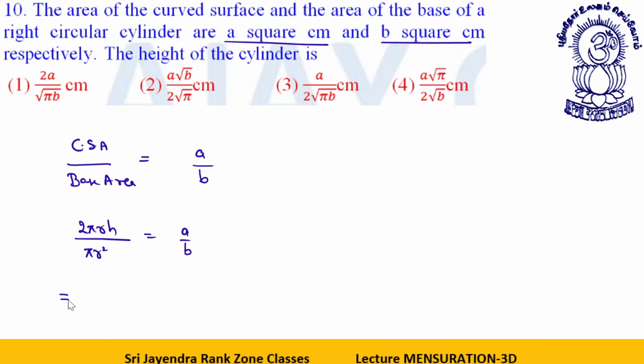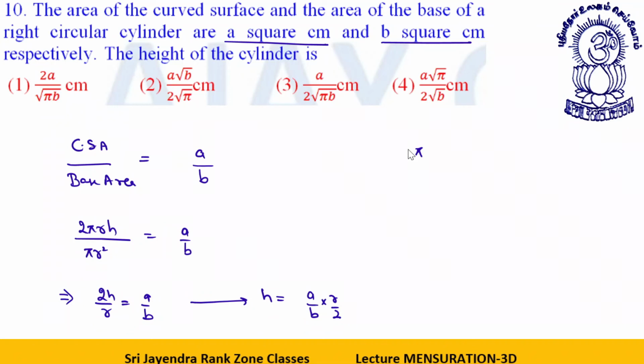From here what I can say, pi and pi cancel, 1r and 1r cancel, 2h by r is equal to a by b. The height of the cylinder, clearly from here I can conclude, h is equal to a by b into r by 2. Okay, a by b into r by 2. Now you need to determine the value of r.